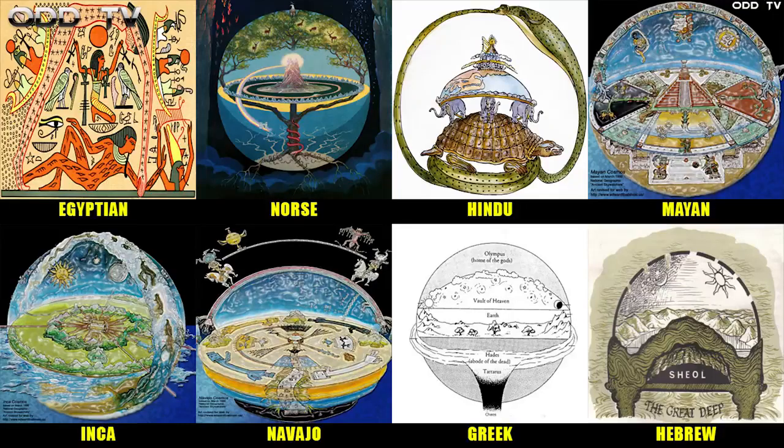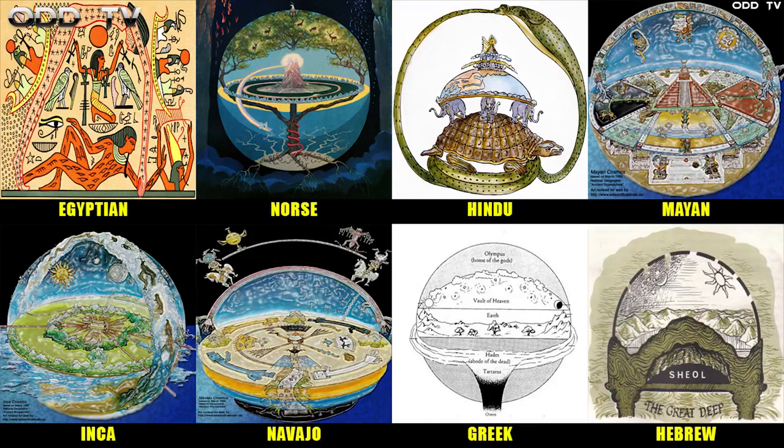The ancients. As you can see here, we have the Egyptian, Norse, Hindu, Mayan, Inca, Navajo, Greek, and Hebrew depictions of a flat Earth. These are the cosmologies that they knew. It wasn't all that long ago that everyone knew with certainty that the Earth was flat and motionless. They also knew that we are enclosed by the firmament and that we have a local sun and moon that circle above us. You see the sun and the moon inside the firmament in most of these depictions.